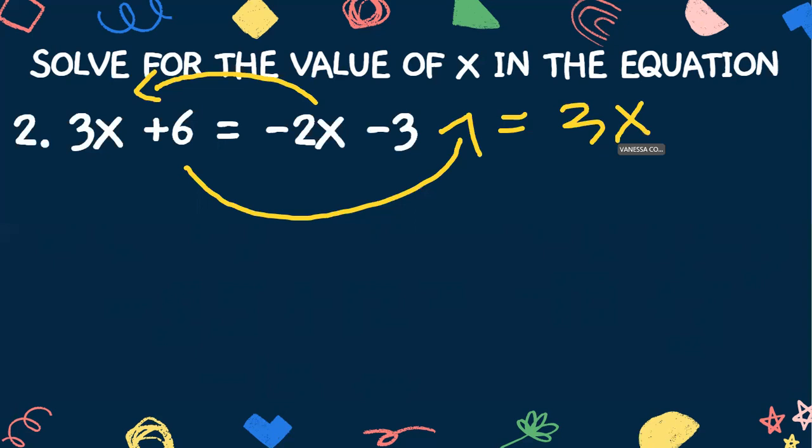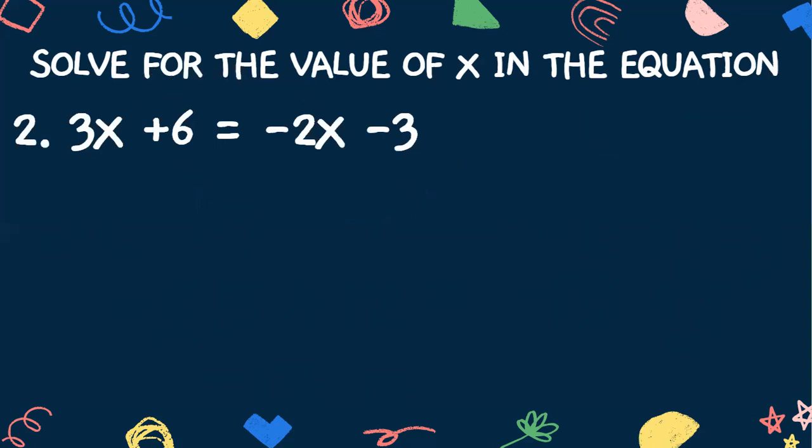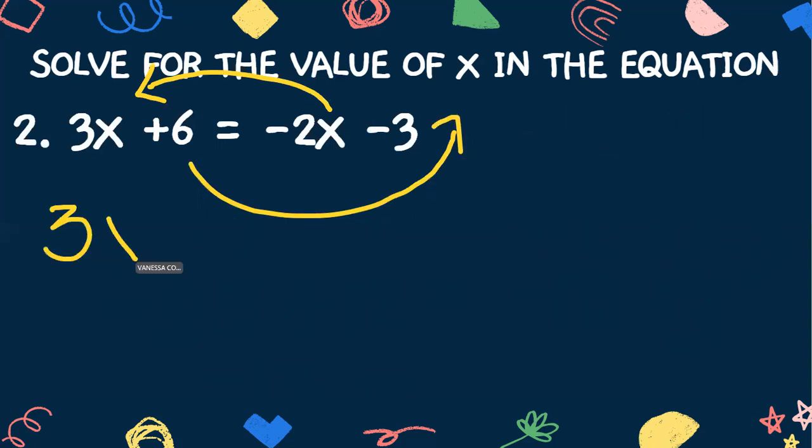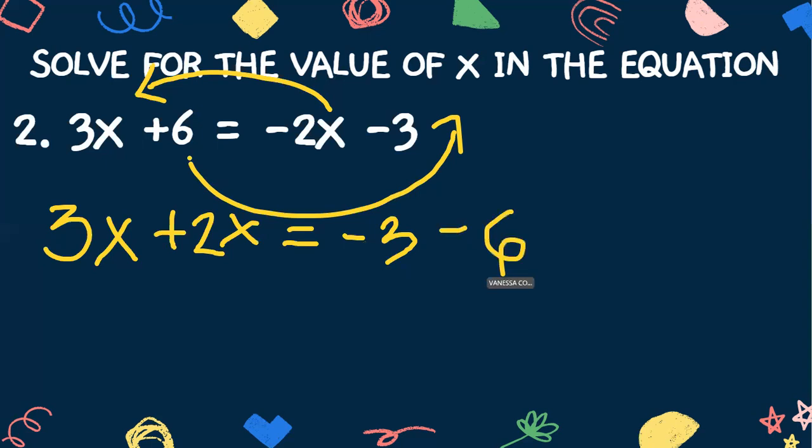Si negative 2, ano na si negative 2 pag nilipat? Plus 2x is equal to, transpose natin. Ito transpose. So, 3x, ito transpose natin si negative 2, magiging plus 2x is equal to si ating negative 3, as is lang siya kasi hindi natin siya ginalaw. And then, since positive 6, lipat natin, magiging negative 6.